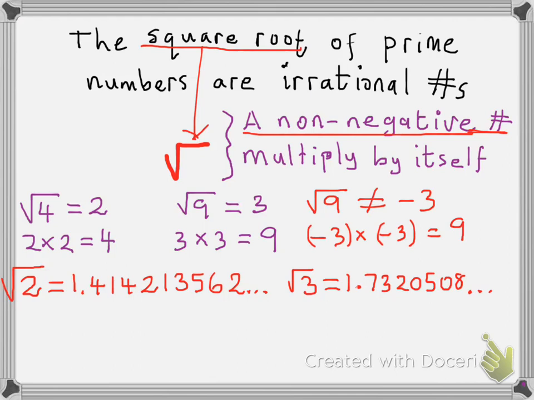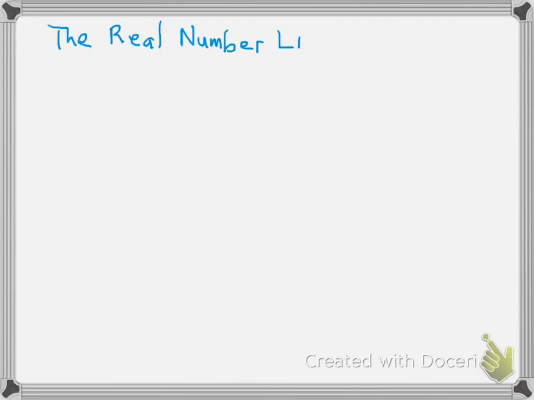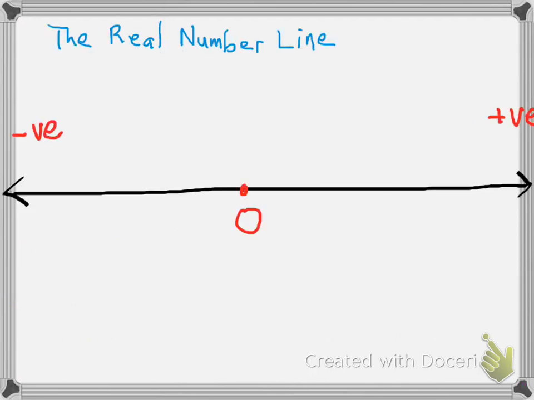So we don't have to write the prime numbers in their decimal form all the time. We can just write them as square roots of the prime numbers, like the square root of 2, the square root of 3, the square root of 5, 7, square root of 11, square root of 17, and so on. Then since we have identified the real numbers now, we can place them on the real number line.